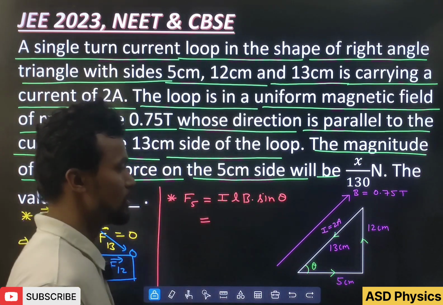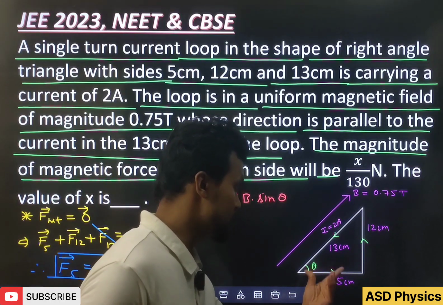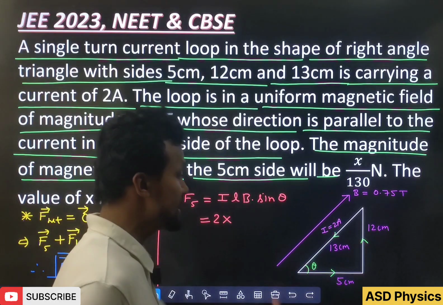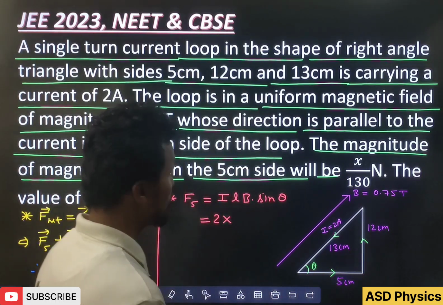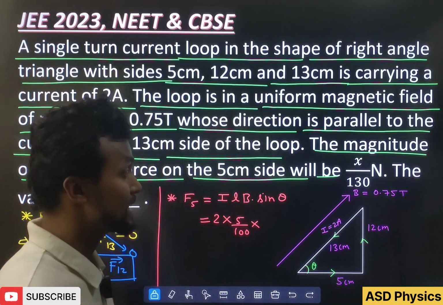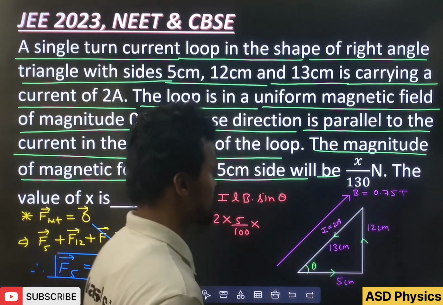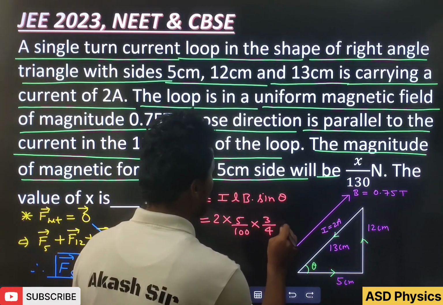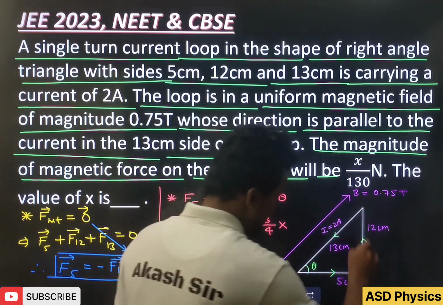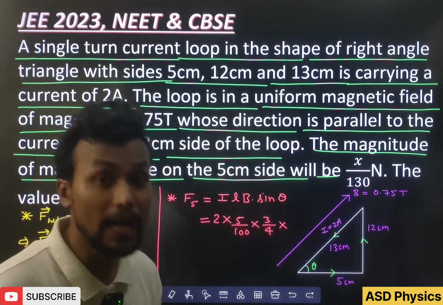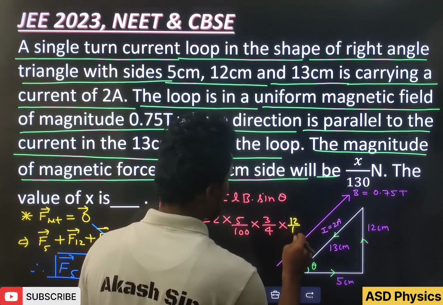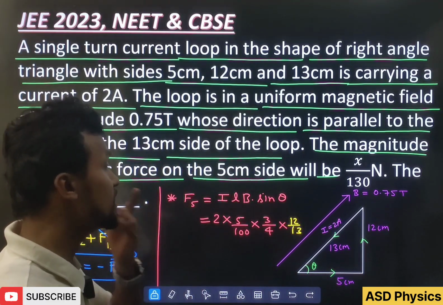Directly also I can do it here please. Now see, directly I am doing it now. This 5 centimeter segment, how much current is flowing here? See, it is given here, 2 ampere. 2 into the length of the 5 centimeter segment, anyhow 5 by 100. Okay. And B, the magnetic field, is how much? 0.75 Tesla. So I can write here 3 by 4 into sin theta. This is the theta. So in this triangle you know very well, sin theta means opposite by hypotenuse. So opposite means 12 and hypotenuse 13. So I can write here 12 by 13. I am just calculating the pure force.